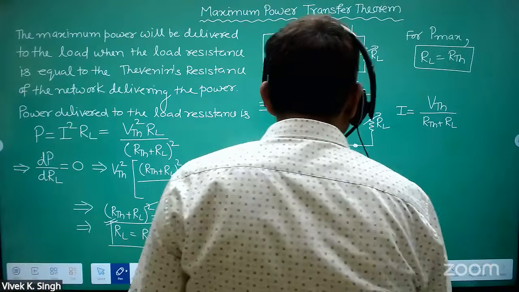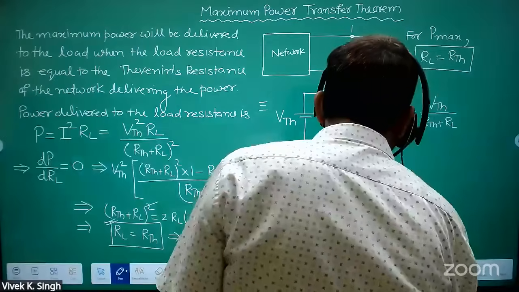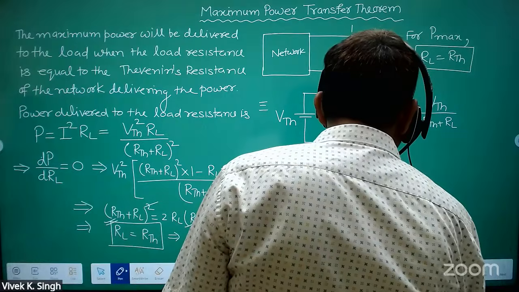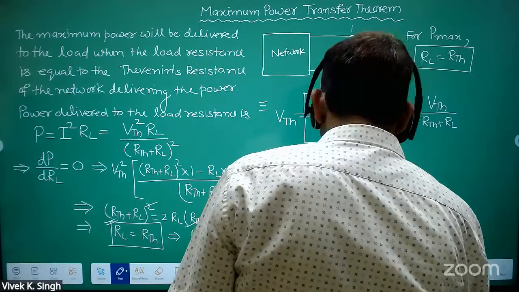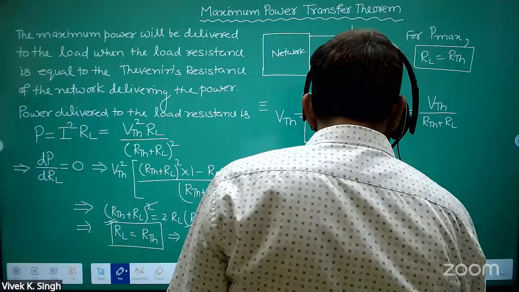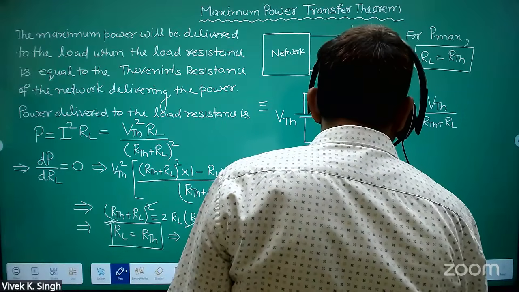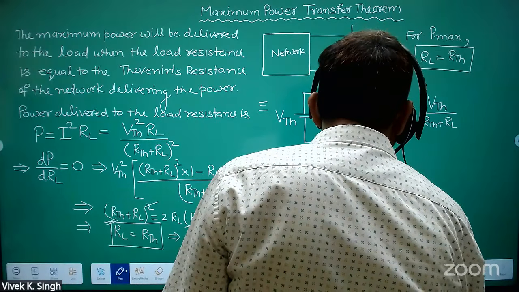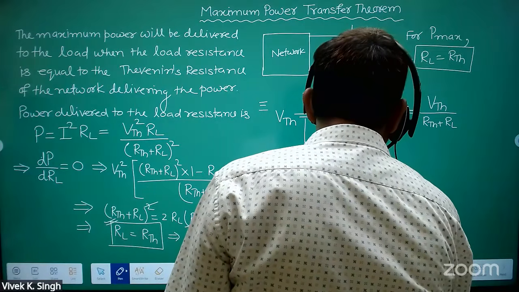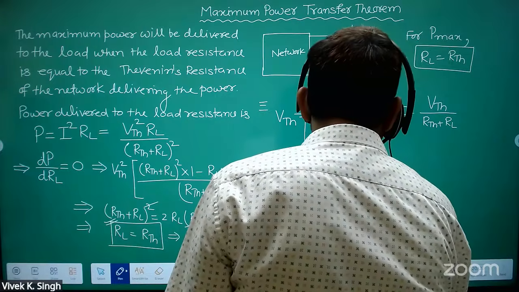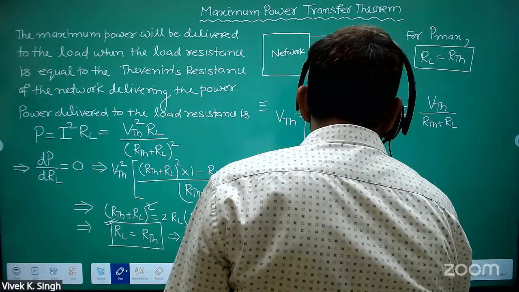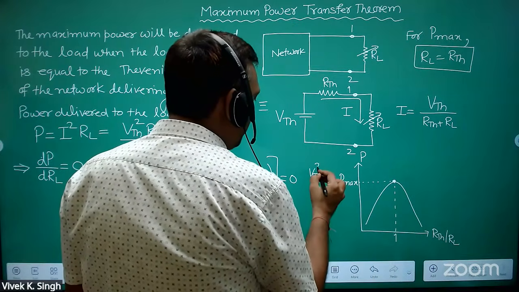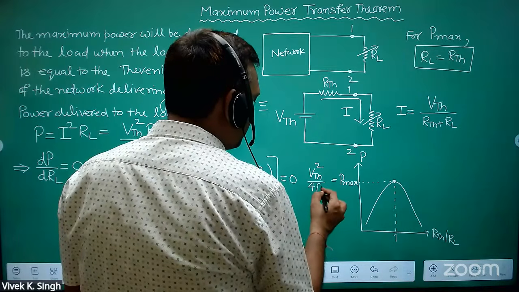And if you plot P versus RTH by RL, then you will see you will get this type of curve. This value is 1, and this corresponds to the P maximum. And this P maximum is equal to VTH square by 4 RTH.